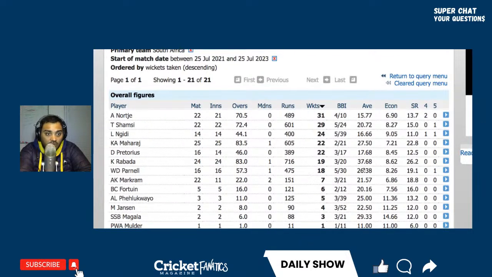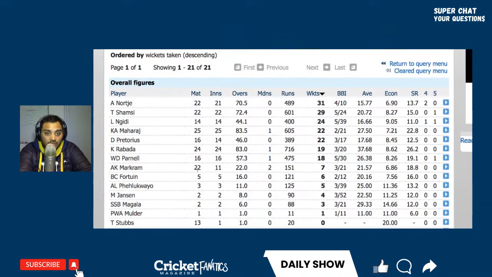And then we've got Wayne Parnell next, 16 matches, 18 wickets, 26 average, 8.26. And then Aiden Markram, 22 matches, 7 wickets, 21.57 and 6.86. And then we've got under 10 matches with Bjorn Fortuin, Pelkakwayo, Janssen, etc. So that's the quick summary for all of you guys, so that you guys can have a quick look at who are the top performers in T20 cricket in South Africa.